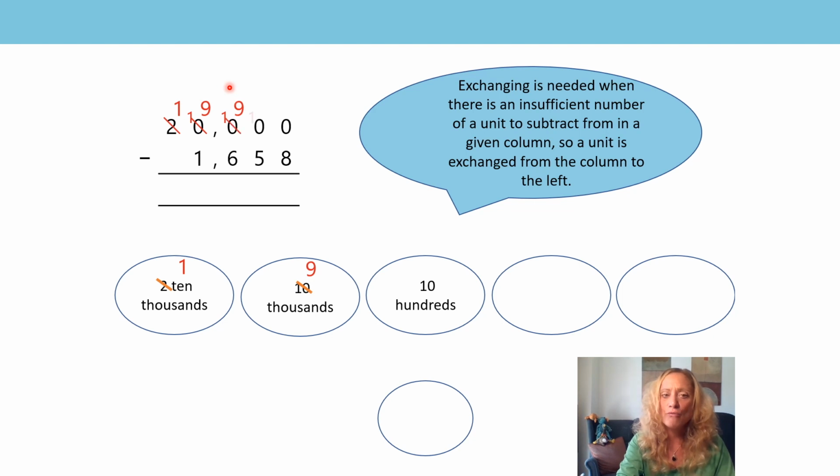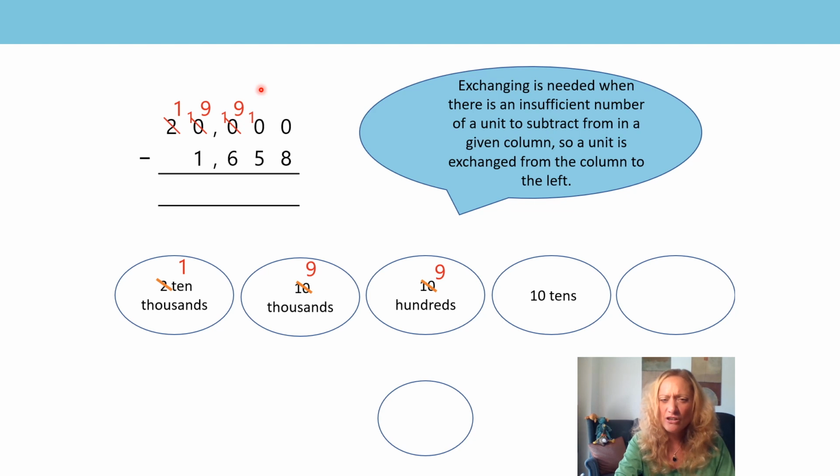Let's do that one. So I'm going to exchange 100 to my tens column. So what have I got here now? So 10 hundreds, I exchanged one of those hundreds, which left me with 9 hundreds in that column. And 100 is the same as how many tens? 10 tens, fantastic. So I've got 10 tens now in my tens column.